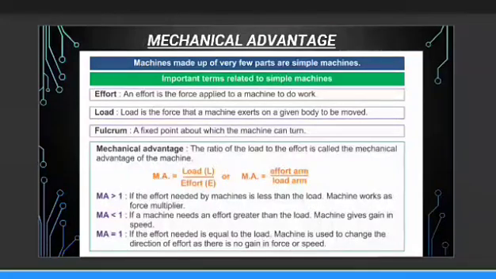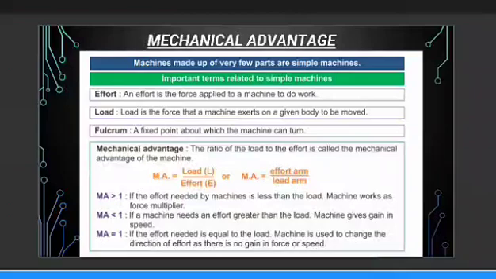So mechanical advantage is nothing but load upon effort. In short, it is output upon input. Load is the output, effort is your input. Effort is something which you are applying, and with the help of that, the load will move. So it is load upon effort. Second formula, effort arm upon load arm, we will do this formula in the next few slides.